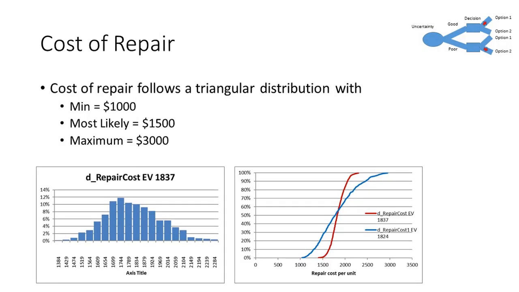The cost of repair we'll also consider as a triangular distribution with a minimum of $1,000, most likely of $1,500, and a maximum of $3,000. We've shown the distribution chart here on the left, which is not symmetrical, and we've shown the cumulative distribution functions on the right.